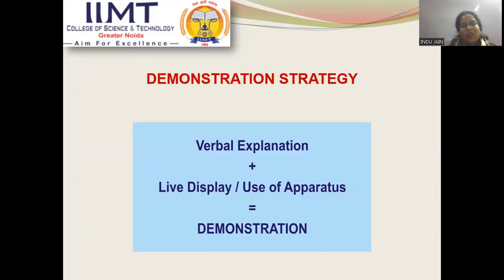The next one is demonstration strategy. Demonstration strategy is again an autocratic strategy, and it includes verbal explanation with live display, or use of certain operators, or by doing some experiment. So demonstration includes verbal explanation and its live display.